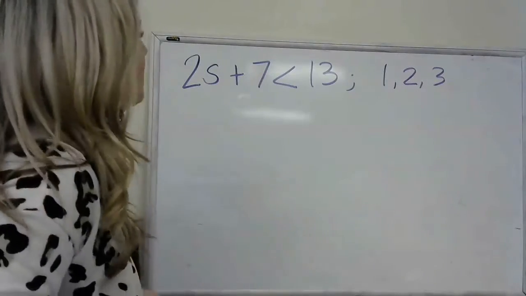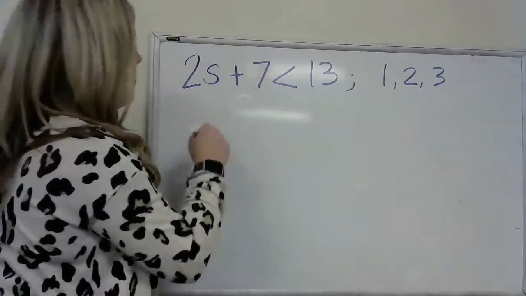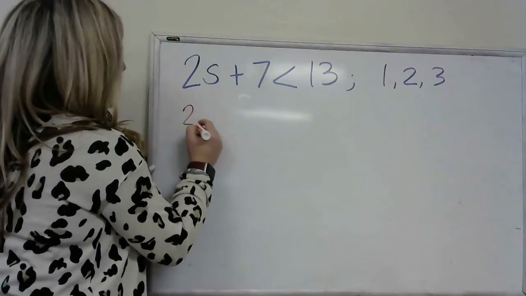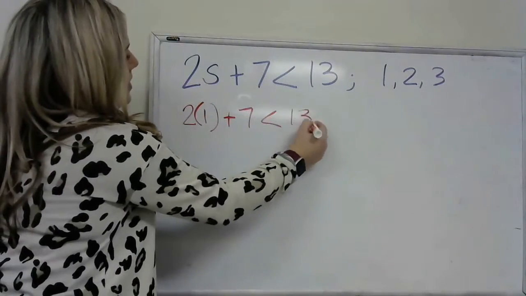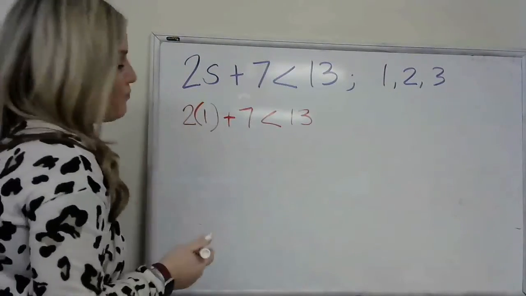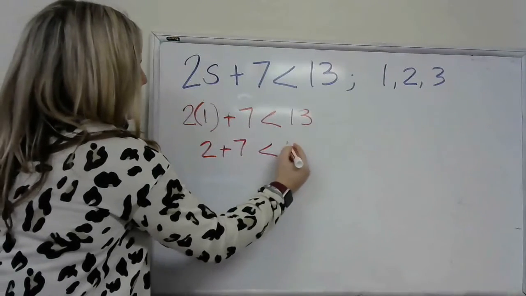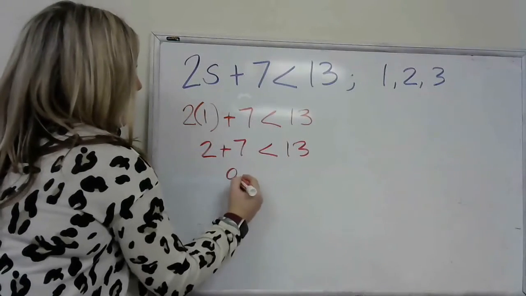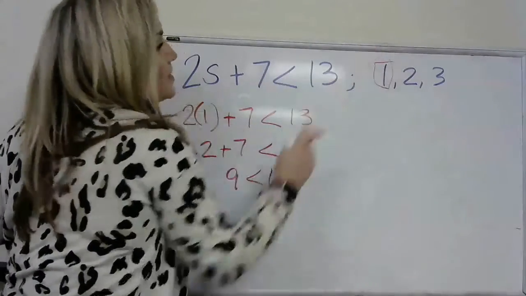All right, so let's start with the number 1 and we're going to plug it in for S. And remember, if the number is touching the variable, that's multiplication, like that. Okay, so 2 times 1 is 2. And 2 plus 7 is 9. And 9 is less than 13. So 1 could be a solution.